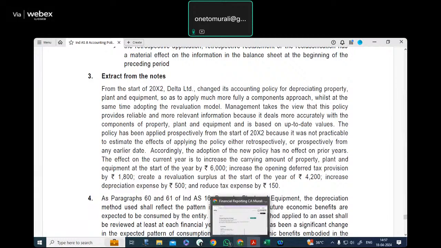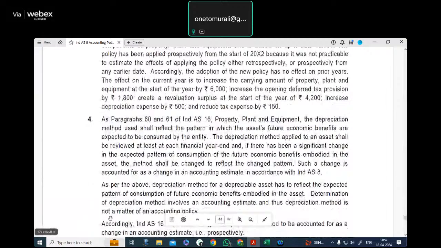The effect on the current year is to increase the carrying amount of PPE at the start of the year by 6,000, increasing the opening deferred taxation by 1,800 by keeping the tax rate at 30% and the revaluation surplus at the start of the year at 4,200, increase depreciation expense by 500. That is the difference between the 2,000 and 1,500, and reduce the tax expense by 150 by applying this percentage of taxation rate of 30%. So this is what you are expected to provide as your note there.